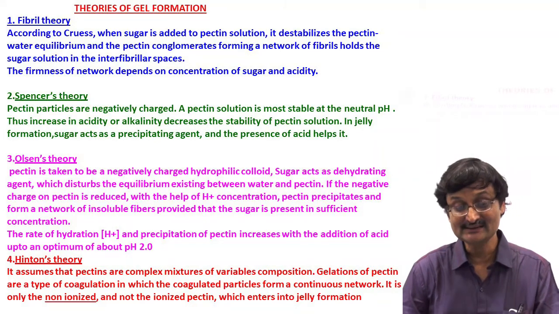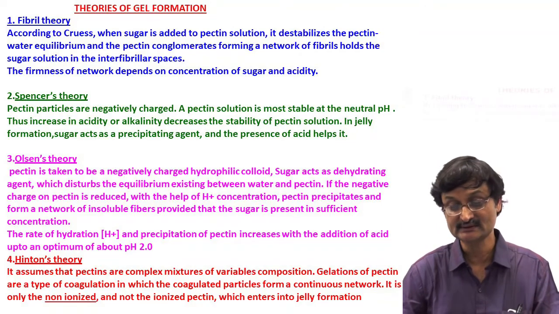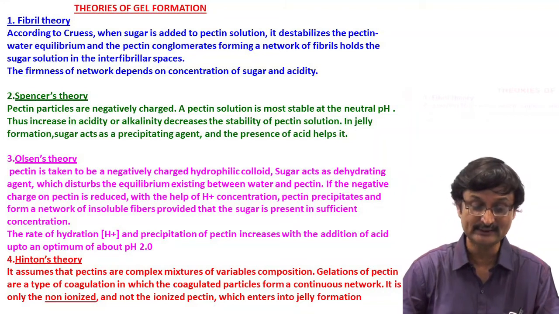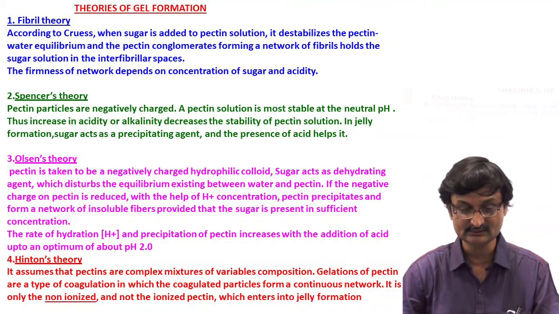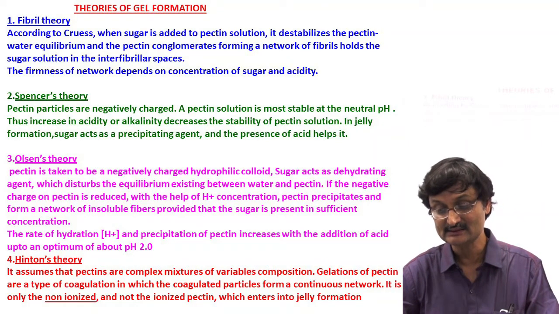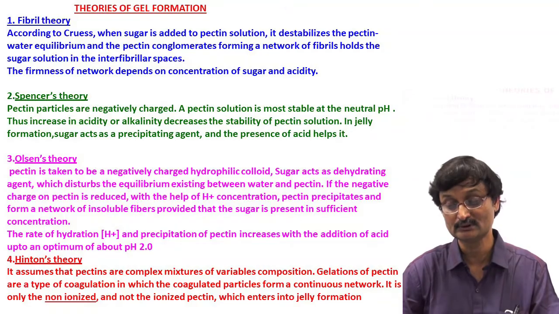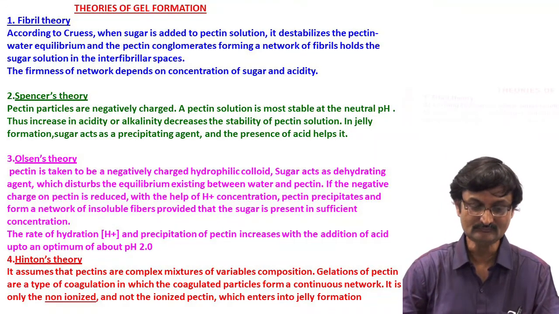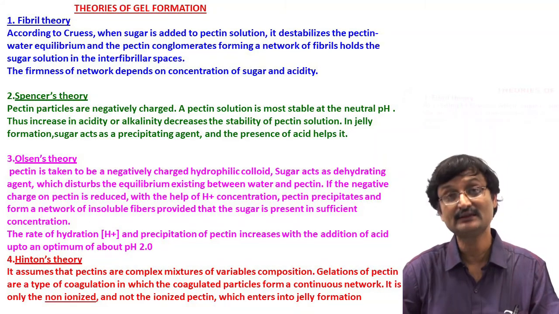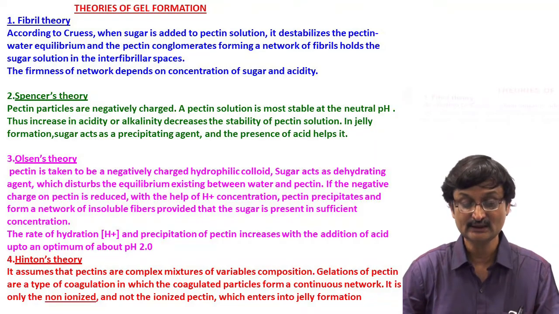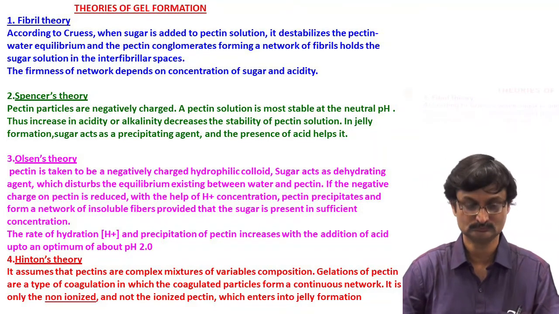Olsen theory. Pectin is taken to be a negatively charged hydrophilic colloid. Sugar acts as a dehydrating agent which disturbs the equilibrium existing between water and pectin. If the negative charge on pectin is reduced with the help of proton H plus concentration, pectin precipitates in the form of a network of insoluble fibers, provided that the sugar is present in sufficient amount. The rate of hydration, H plus, and precipitation of pectin increases with the addition of acid in direct proportion up to an optimum of about pH 2.